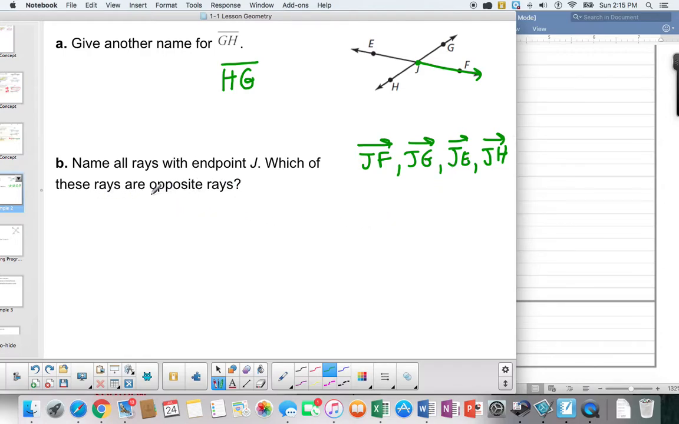Which of these are opposite rays? Well, let's take a look at this. These 2 will be opposite rays because they share the same endpoint. They go in 2 different directions that make the whole line. So these 2 will be opposite rays. And likewise, these 2 will be opposite rays.